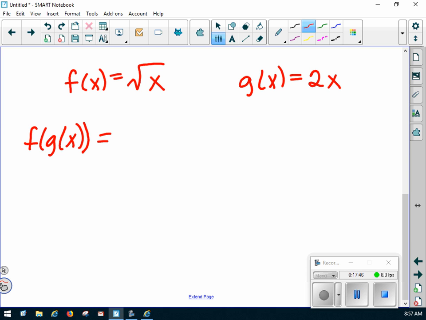What's going to go into f? Let me do it like this. What comes out of g? 2x. What goes into f? 2x. So in f, what do I boot out? x. What gets put in its place? That's it. Yep.